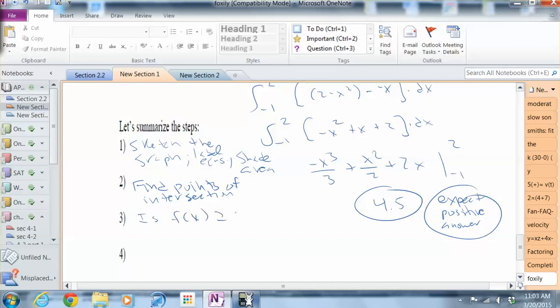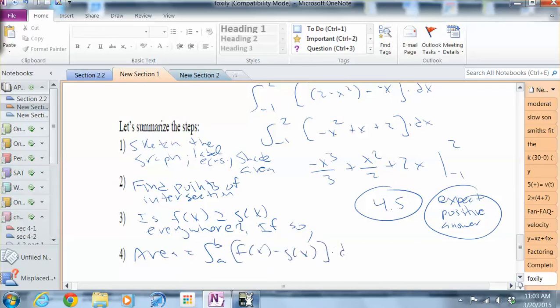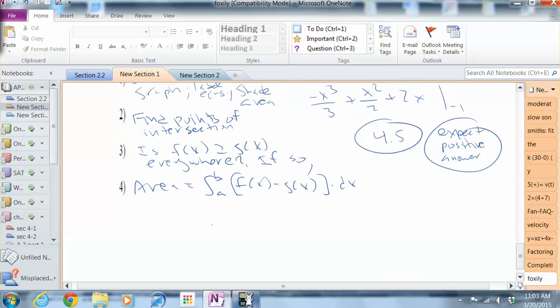is f(x) greater than or equal to g(x) everywhere. Now, if that's not true, there's going to be another way we're going to do this, which we'll talk about later. But for now, we're not going to do that. If so, we can move on to step 4, which is that the area will be the definite integral from a to b of f(x) minus g(x) times dx. Again, granted that we're doing upper minus lower.